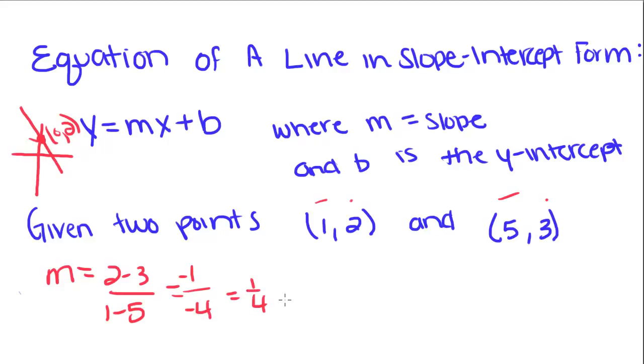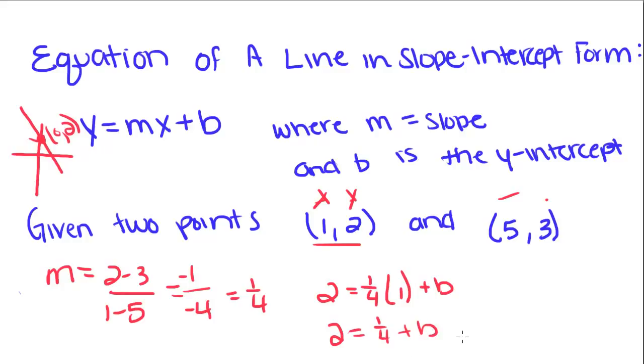So positive 1/4. Now to find what b equals, we're going to plug in one of these 2 points, it doesn't matter which one, and the slope and solve for b. So we're going to use this one because the numbers are smaller. So this is x and this is y. So we're going to plug these numbers in for x and y. So y equals mx plus b. 2 equals m, which is our slope, 1/4, times x, which is 1, plus b. So 2 is equal to 1/4 plus b.